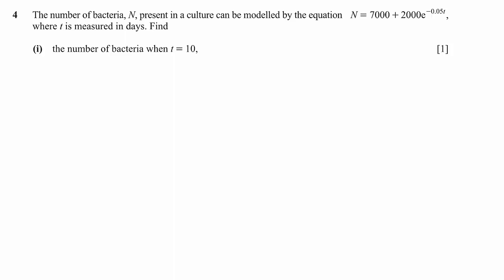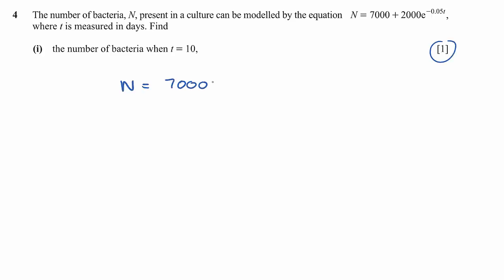The number of bacteria N present in a culture can be modelled by the equation N equals 7,000 plus 2,000 e to the negative 0.05 t, where t is measured in days. We want to find the number of bacteria when t equals 10. So that's really straightforward, which is why it's only 1 mark. We're just going to substitute in.